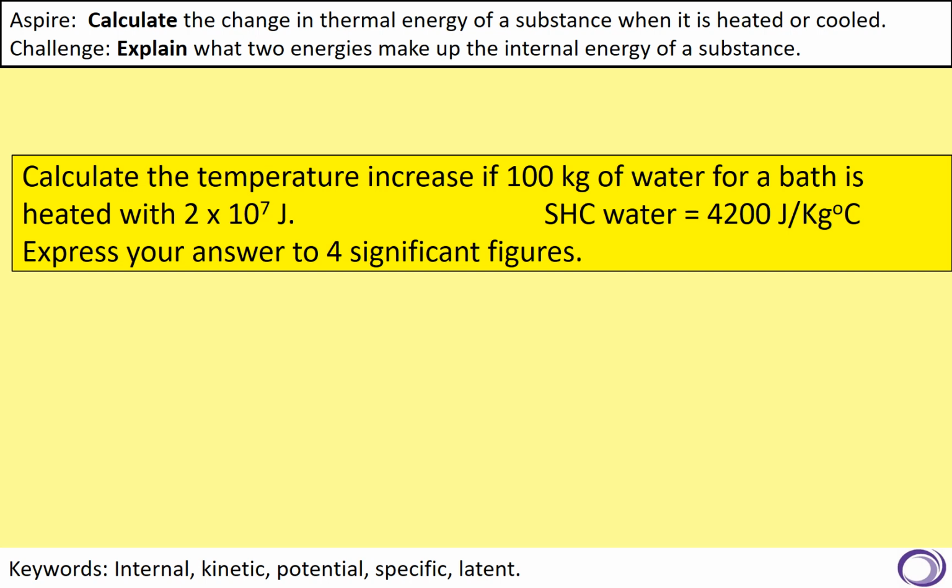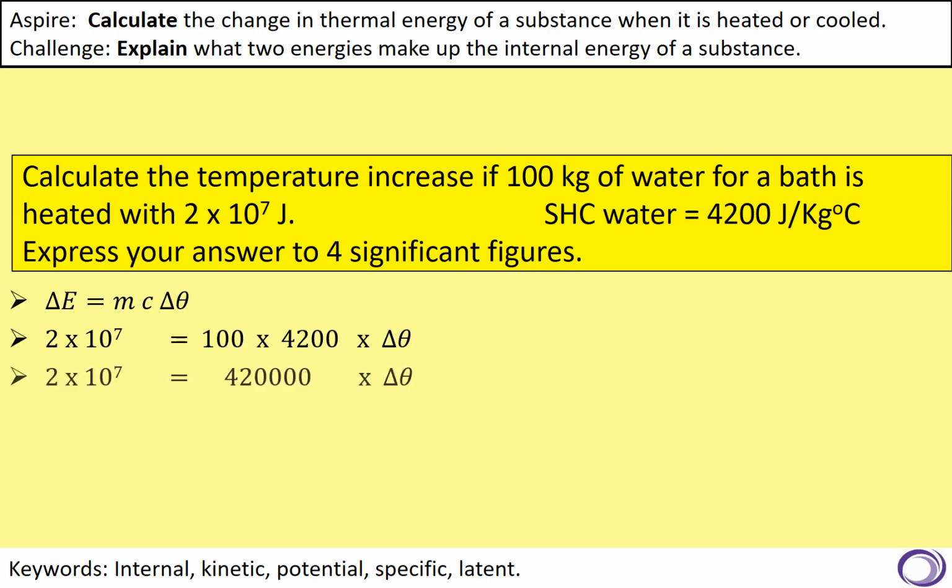Right, let's talk through this then. You should have written the equation, which is energy equals mass times specific heat capacity times the change in temperature, which is the thing that we're trying to find out. Then you put in your numbers. The energy we know is 2 times 10 to the power of 7, the mass of the water was 100 kilograms, and the specific heat capacity of water is 4,200. And then we are timesing that by the change in temperature, which we don't know yet. The next thing you would do is work out what 100 times 4,200 is.